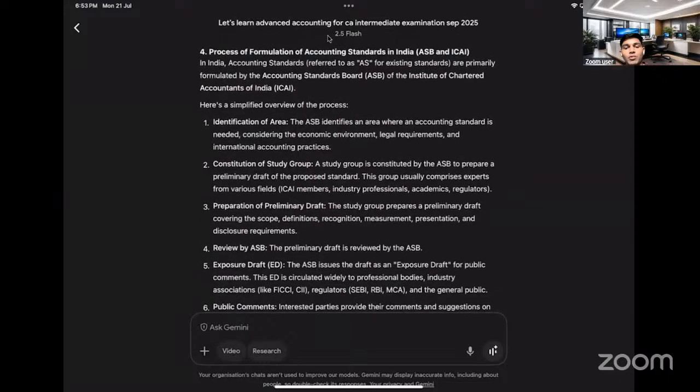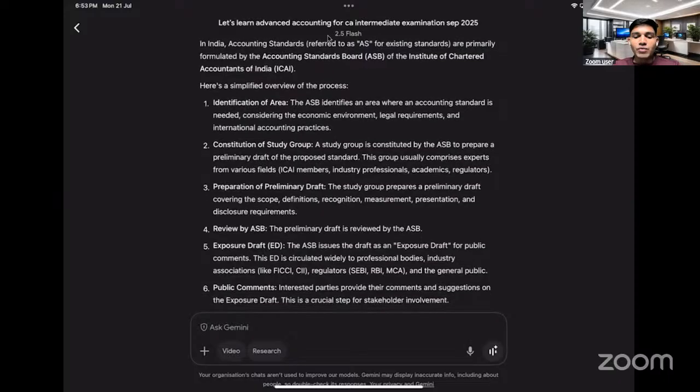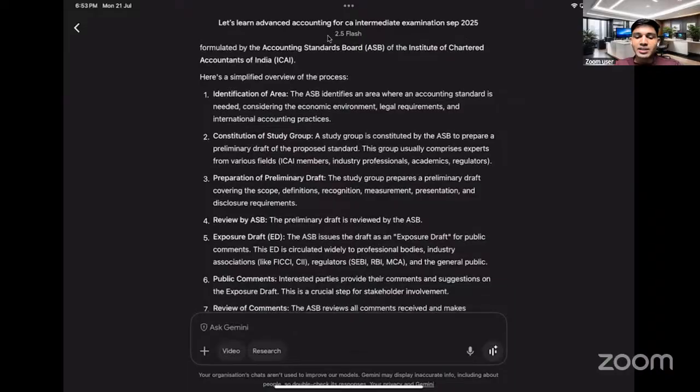Then, the process of formulation of accounting standards in India, ASB and ICAI. In India, accounting standards, referred to as AS or existing standards, are primarily formulated by the Accounting Standards Board, that is ASB, of the Institute of Chartered Accountants of India, ICAI. Here is a simplified overview of the process. First, identification of area. The ASB identifies an area where an accounting standard is needed, considering the economic environment, legal requirements, and international accounting practices.